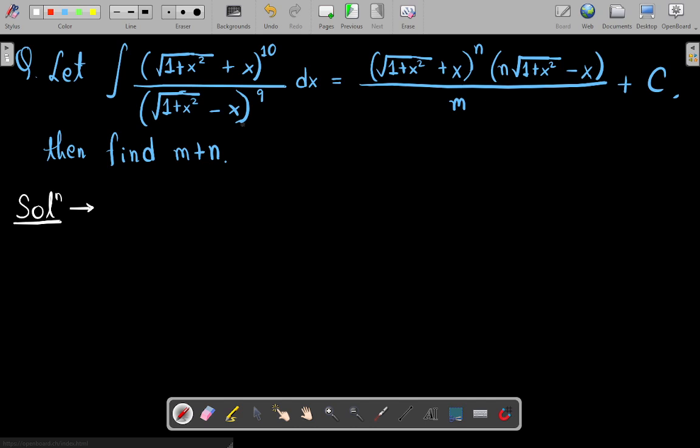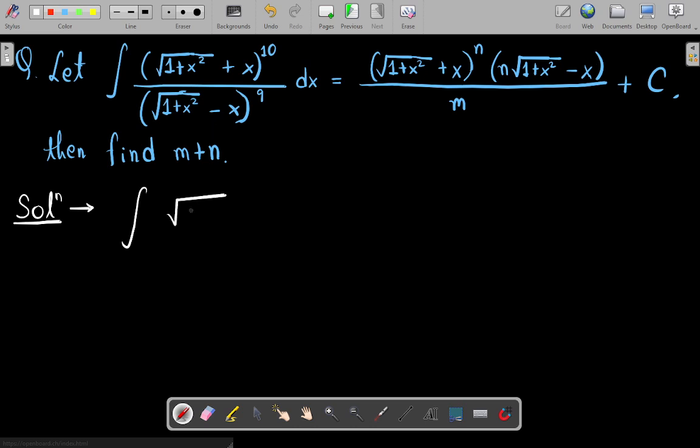Okay, so we need to solve this integral first and get the answer in this given format. In that way we can find these two values and then we need to find the value of m plus n. Okay, so let us start. At first, since these two terms in the numerator and denominator are basically conjugates of each other, I think it is very advisable to try rationalization. So let us try to rationalize this denominator term.